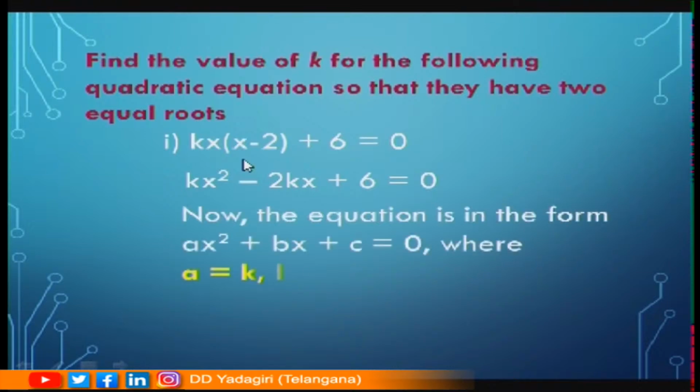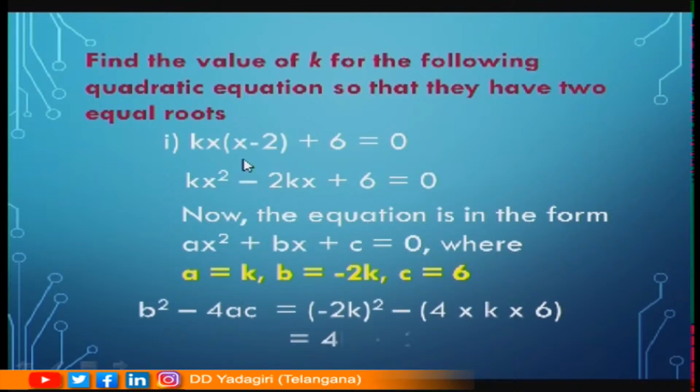Now, the equation is in the form of ax square plus bx plus c is equal to 0, where a is k, b is minus 2k and c is 6. Substituting these values in b square minus 4ac, I get minus 2k whole square minus 4 into k into 6, which is equal to 4k square minus 24k.